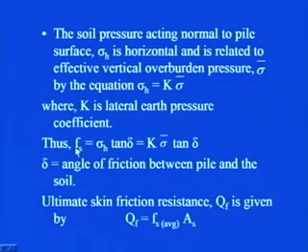So, this Fs will become sigma h into tan delta, which results in the expression k into sigma bar tan of delta, where delta is the angle of friction between pile and the soil. So, the ultimate skin friction resistance, QF, is equal to Fs average into As. See why I am writing this Fs average.